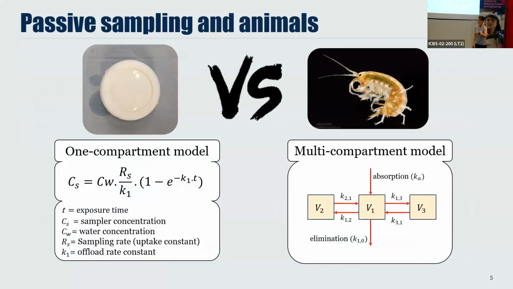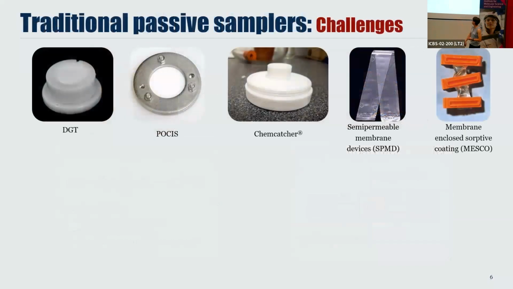All those factors play into the amount of contaminants that are absorbed by that animal. Whereas the passive sampler is just a single compartment model used with that max there. So this is where machine learning potentially comes into the project, where we can use that to bridge that gap between a one compartment model and a multi-compartment model.